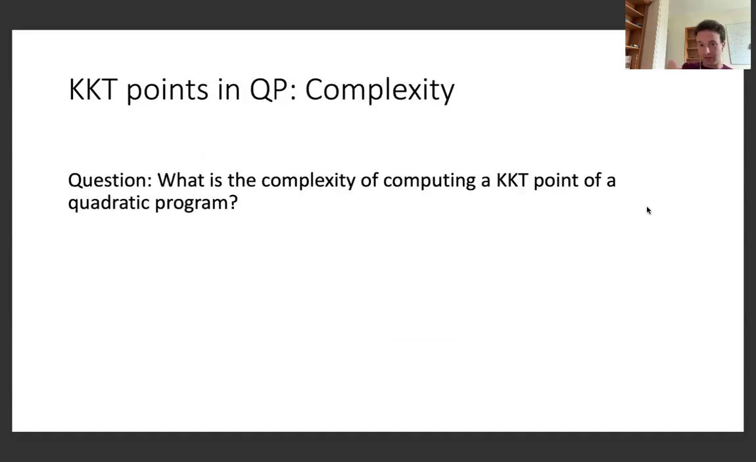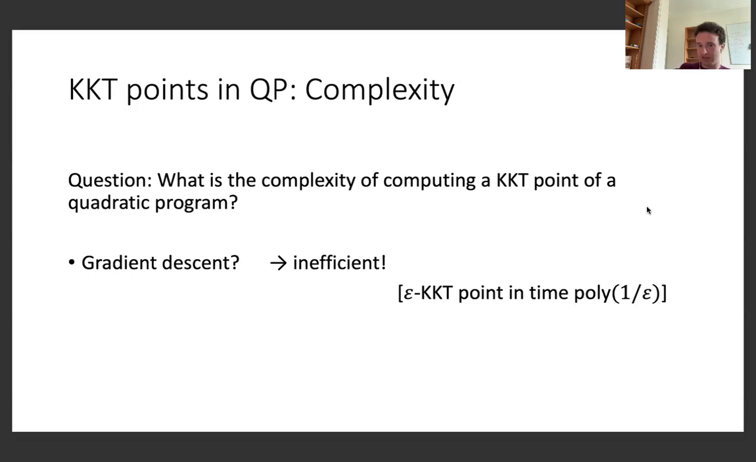So this leads us to the natural question: what is the complexity of computing a KKT point of a quadratic program? And the first thing to try out is, well, since KKT points are just fixed points of gradient descent, what about just running gradient descent? Gradient descent is indeed guaranteed to converge to a KKT point, but is it an efficient algorithm? The answer is no, this is not an efficient algorithm.